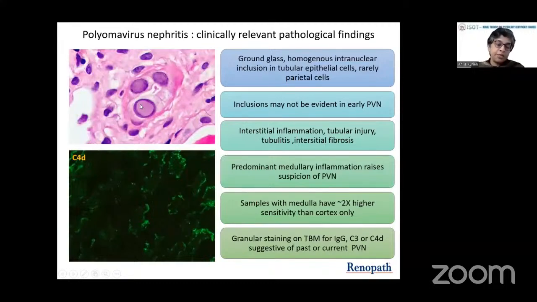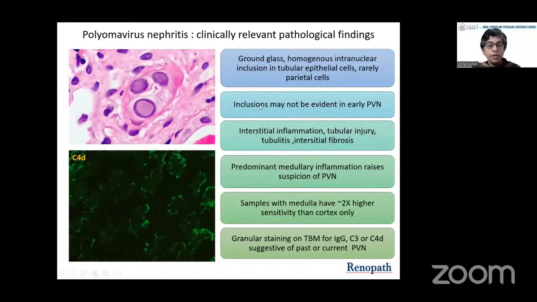And that's usually in the tubular epithelial cell. Rarely you can see it in the parietal epithelium, which we know is a continuation of the proximal tubule, right? So in our case, I showed you the first picture where it was there in the parietal cell. You need to remember that on light microscopy, these inclusions may not be evident.